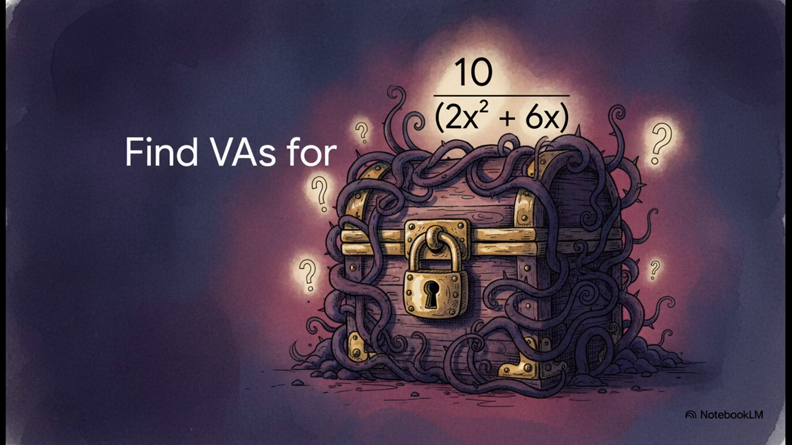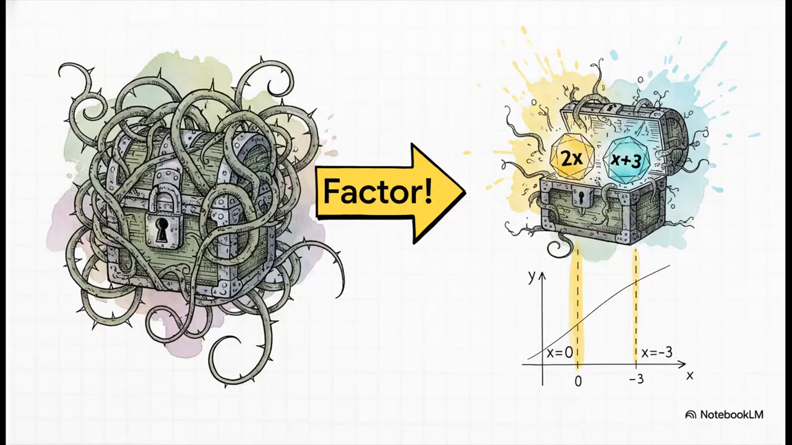Okay, that was a good warm-up. Now let's look at one that's a little trickier, where the asymptotes are kind of hiding from us. We've got this function, g of x equals 10 over 2x squared plus 6x. Now, this is exactly why step 1 is so important. You can't just set that whole bottom part to 0. You gotta factor it first. So what can we pull out of 2x squared plus 6x? Well, a 2x, right? That leaves us with 2x times the quantity x plus 3. Now we can set each of those factors to 0. 2x equals 0 gives us x equals 0, and x plus 3 equals 0 gives us x equals negative 3. See? By factoring, we revealed those hidden asymptotes.